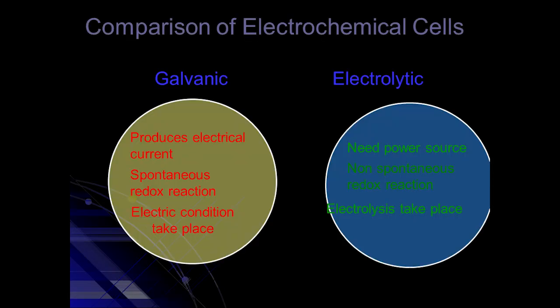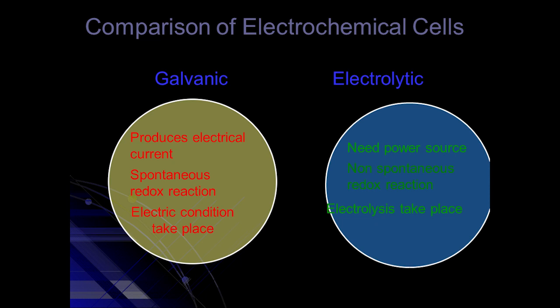At first I said that the word electrochemical cell means which converts electrical energy into chemical energy or chemical energy into electrical energy. These are of two types. One is galvanic, another one is electrolytic. Now let us see the comparison of the galvanic and electrolytic cells. Galvanic cells produce an electric current and it is a spontaneous redox reaction, means both oxidation and reduction take place.